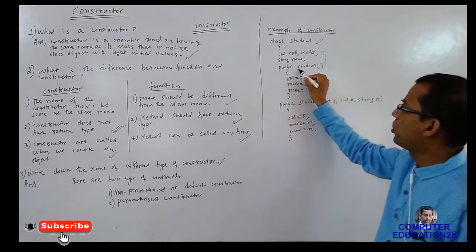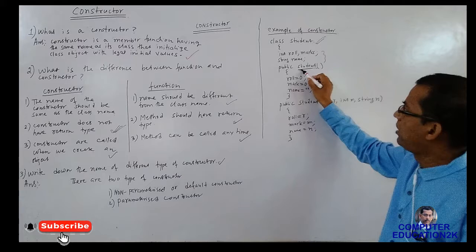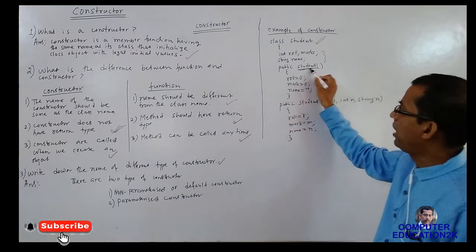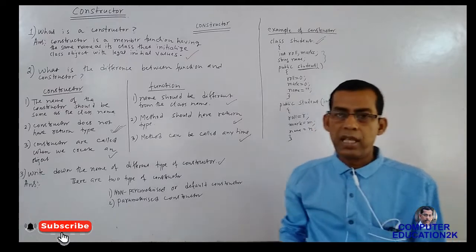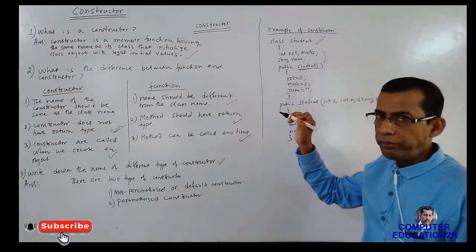That's why I have written here student. This name and this name should be same. This is a function only, but as the name of this function is the same as that of the class, that's why it is a constructor.